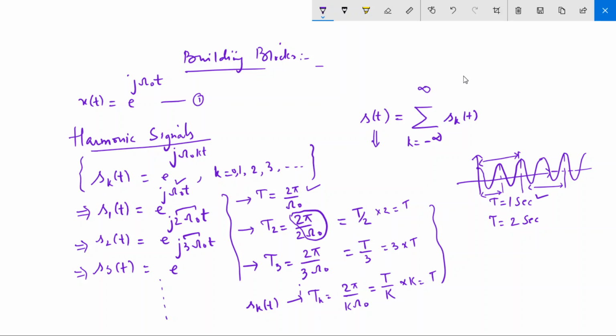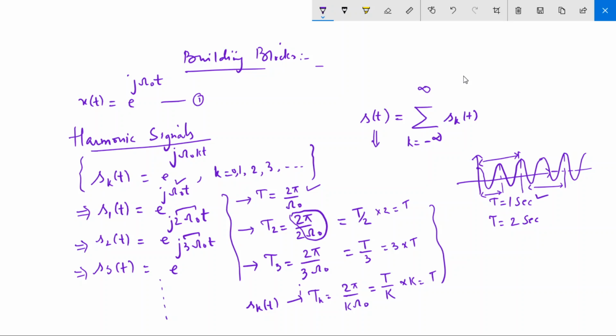Okay, so in general, if the time period of the signal is T, it means if it repeats with a time period of T, it will also repeat with a time period of 2T. It will also repeat with a time period of 3T, right? And when you have different signals, how do you find the common time period? It is nothing but their least common multiple. So the LCM of all these time periods is nothing but 2 pi by omega naught.